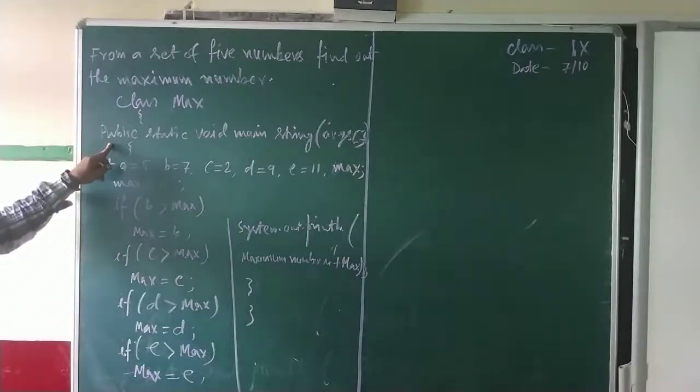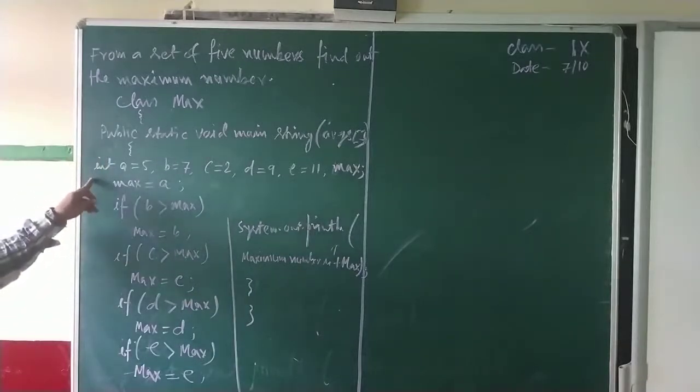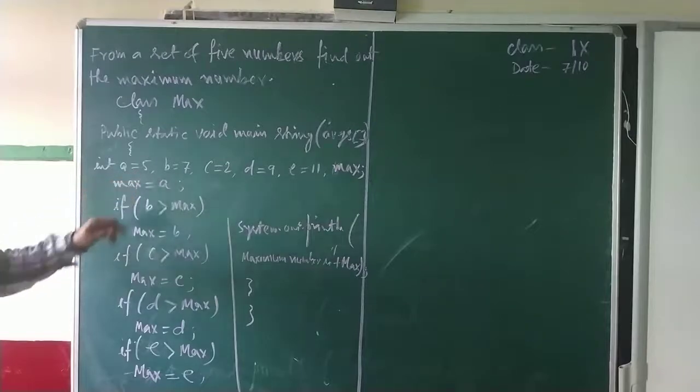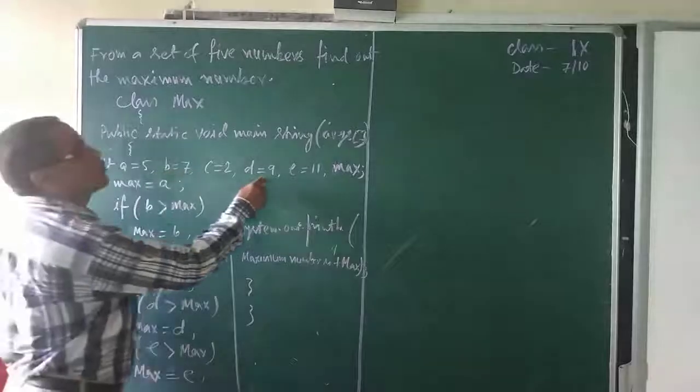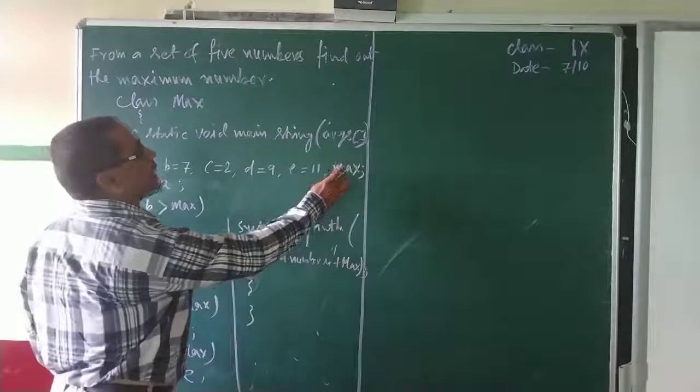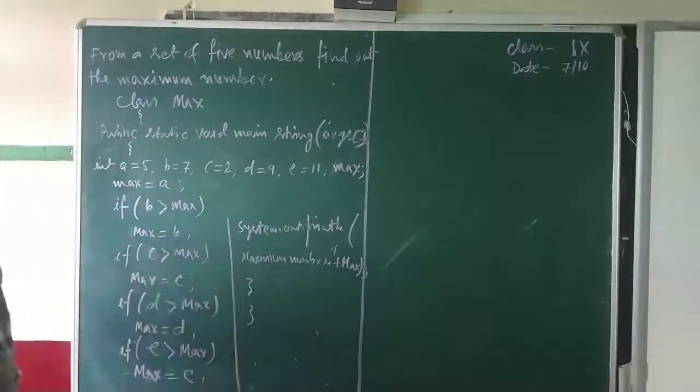Now, public static void main, String args. Here all are assignment statements: A equal to 5, B equal to 7, C equal to 2. This is the way values are given. Values for A, B, C, D, E, 5 variables, are given. And there is max, one extra variable kept, so that max will be used here.